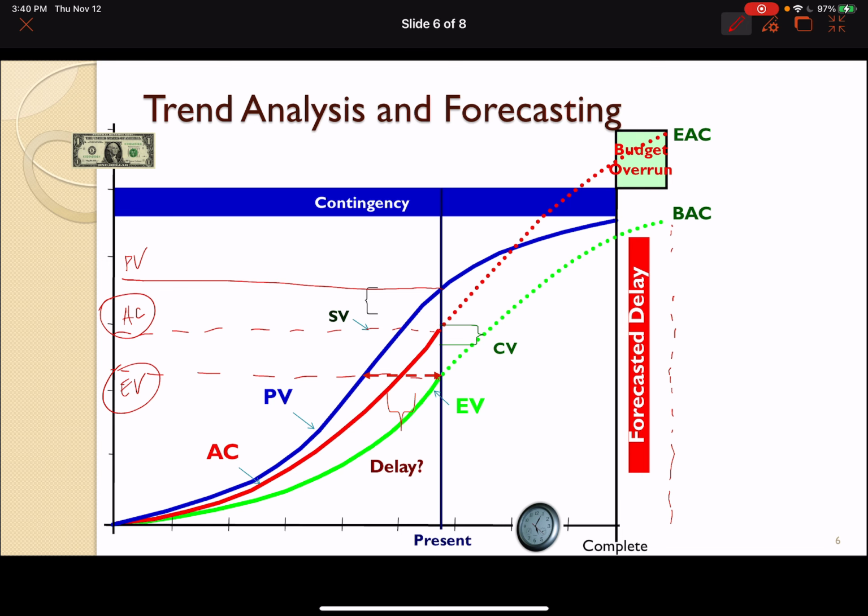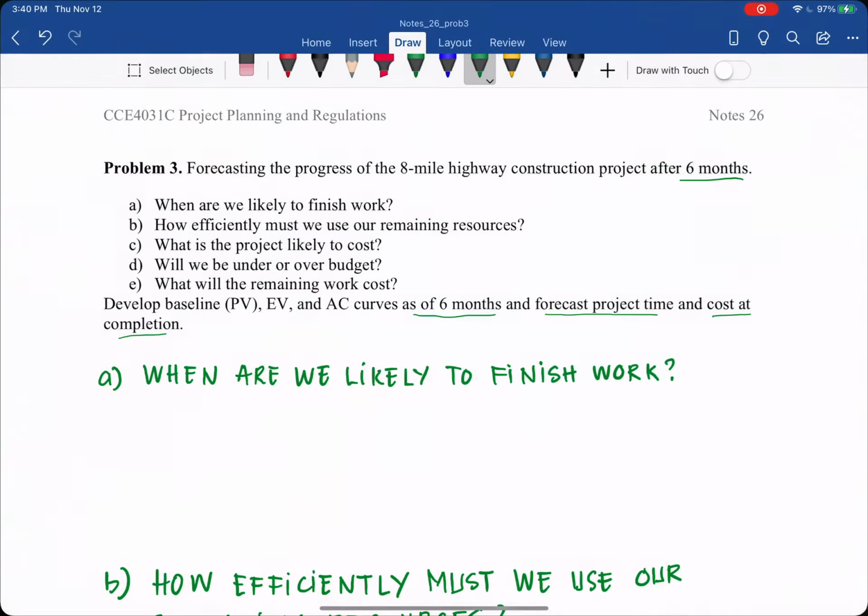With that, let me go back to the problem, and then we can do this. So when are we likely to finish the work? We talk about time, and as in the PowerPoint I just showed you, we will use the time estimate at completion, estimate at completion, but because the EAC stands for cost already, to differentiate time we put a T in there. Let's put a lowercase T, so time estimate at completion.